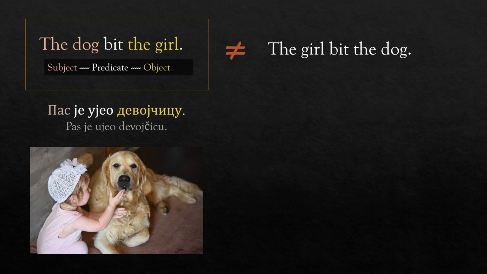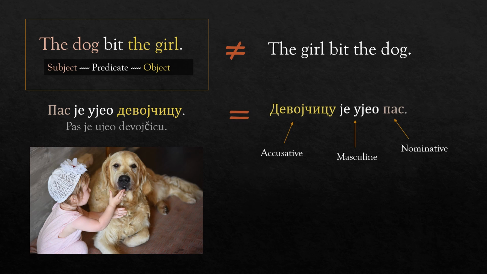If you swapped the places of subject and object in the English sentence, you would get the girl bit the dog. And this is now not at all the same sentence. English doesn't allow you to just mix the order of words, because a lot of meaning is contained in the order. But Serbian does. Because in Serbian, the meaning lies not so much in the order, but in the grammatical cases and genders. This is why pas je ujeo devojčicu is essentially the same as devojčicu je ujeo pas.